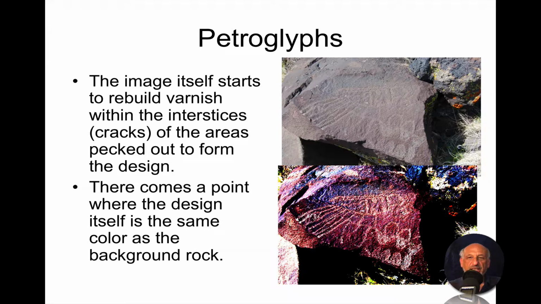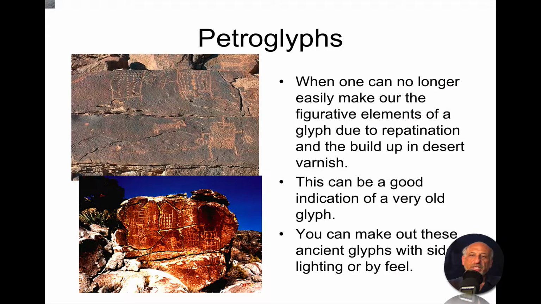As soon as the image is pecked, the varnish begins to rebuild in the cracks. There comes a point when that design itself is in fact the same color as the background rock. And we found in the Coso Range of Eastern California, it takes about 6,000 years for that to occur. When one can no longer easily make out those figurative elements, that's almost complete repatination. And that's, of course, a great indication of the age of the glyph. You can make out these ancient glyphs only with side lighting and even by feel sometimes.